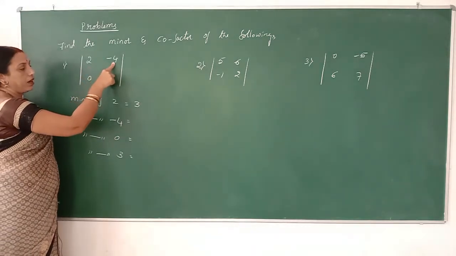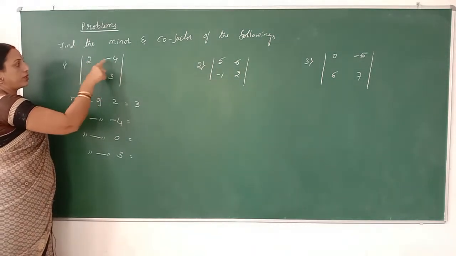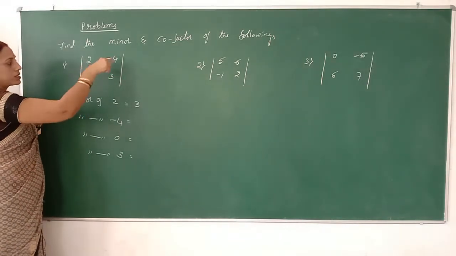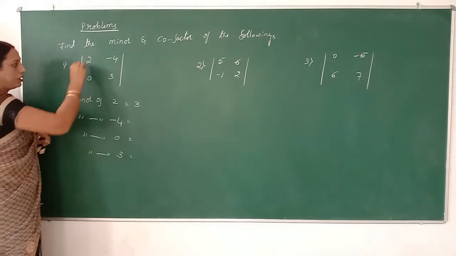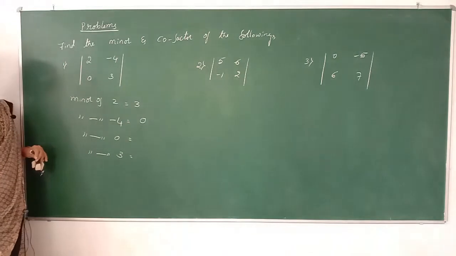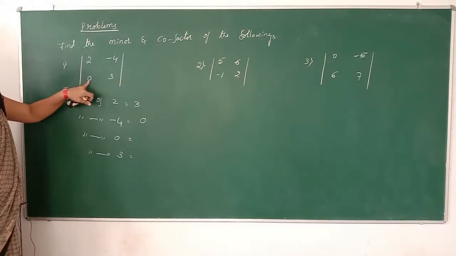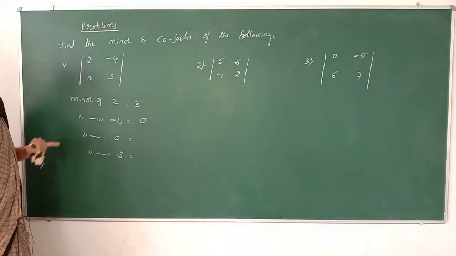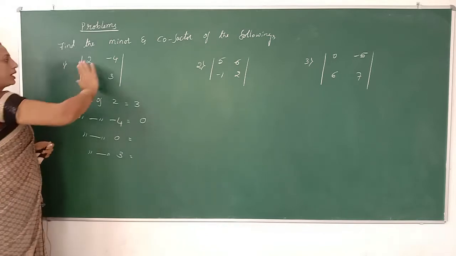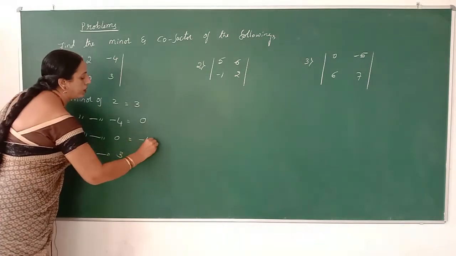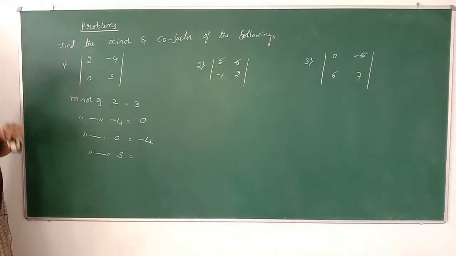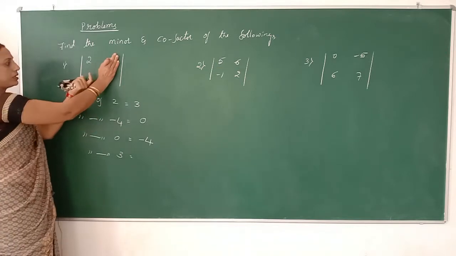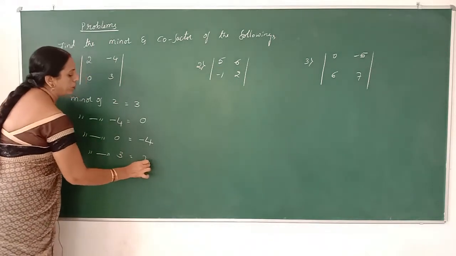Next one is minor of minus 4. So minus 4 is an element of first row, second column, and these get neglected and the remaining element is nothing but 0. Similarly, minor of 0, where 0 is an element of second row, first column, and these get neglected. It will be equal to minus 4. And the last element is 3, where 3 is an element of second row, second column, and these elements get neglected. It will be equal to 2.